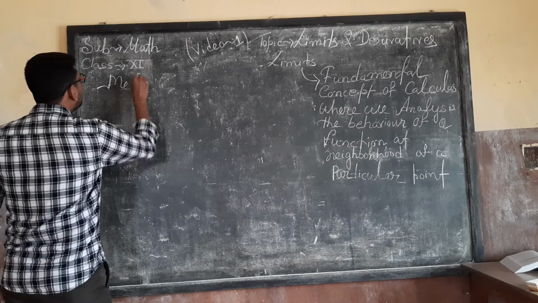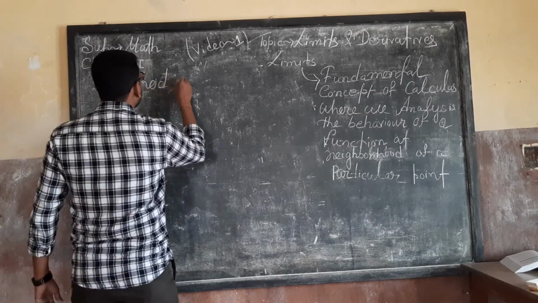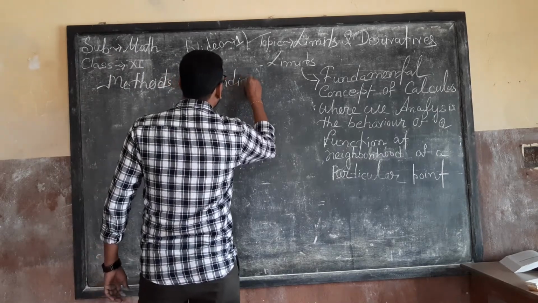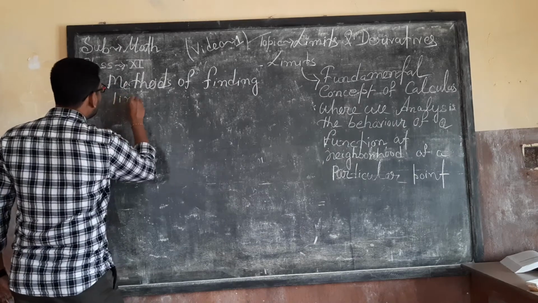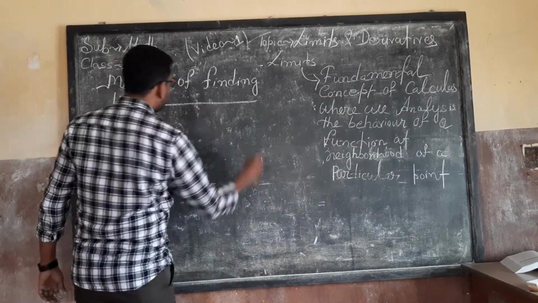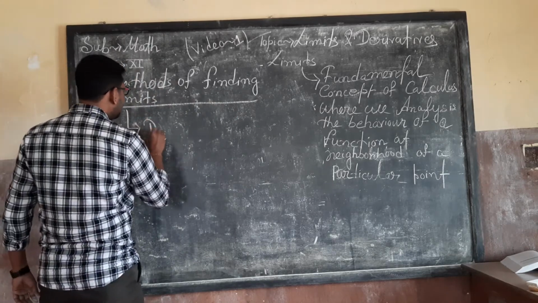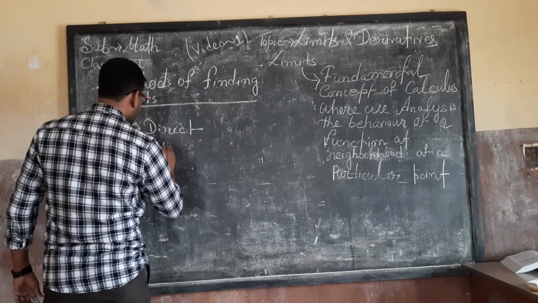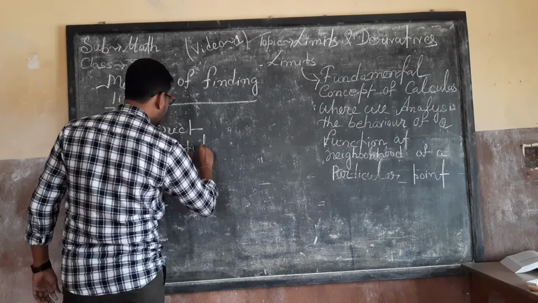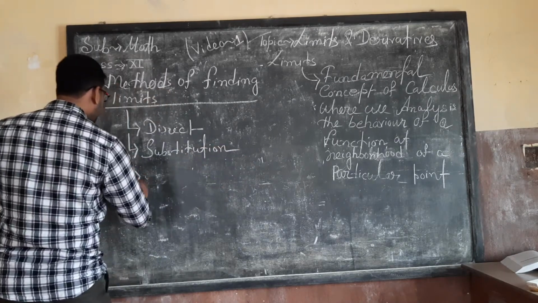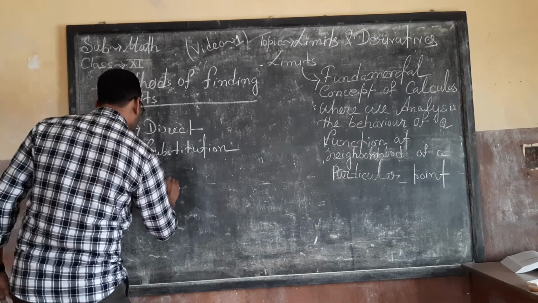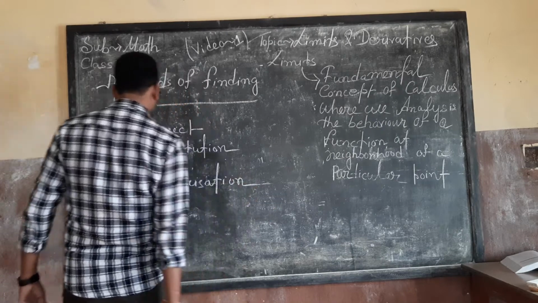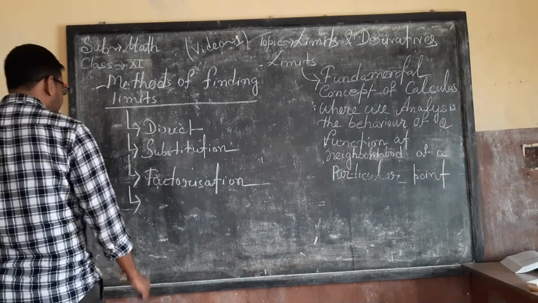So, methods of finding limits. The first method is the direct method. The second one is substitution. The third one is factorization. The fourth one is rationalization.